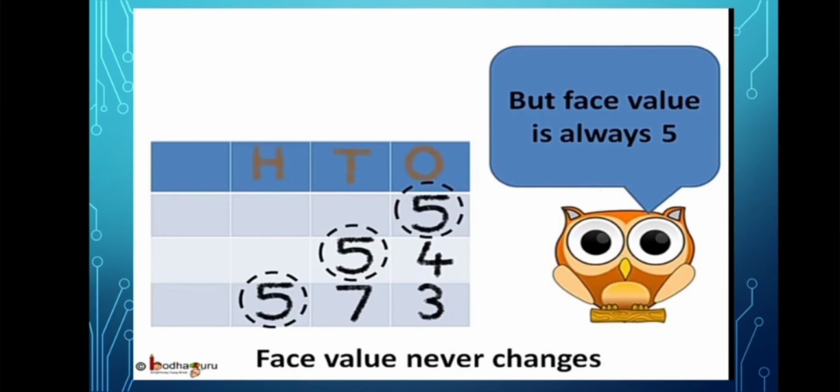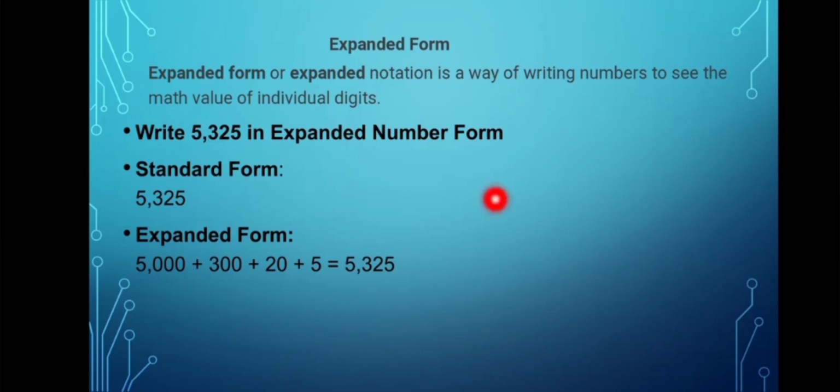Okay students, now what is expanded form? Expanded form or expanded notation is a way of writing numbers to see the math value of individual digits. Or we can say, writing the number as the addition of the place values of its digits.